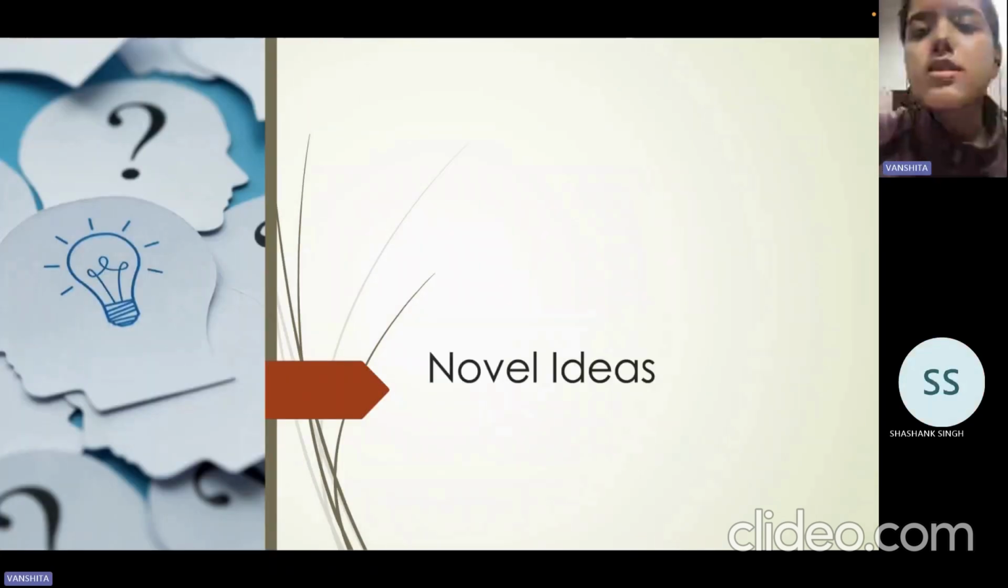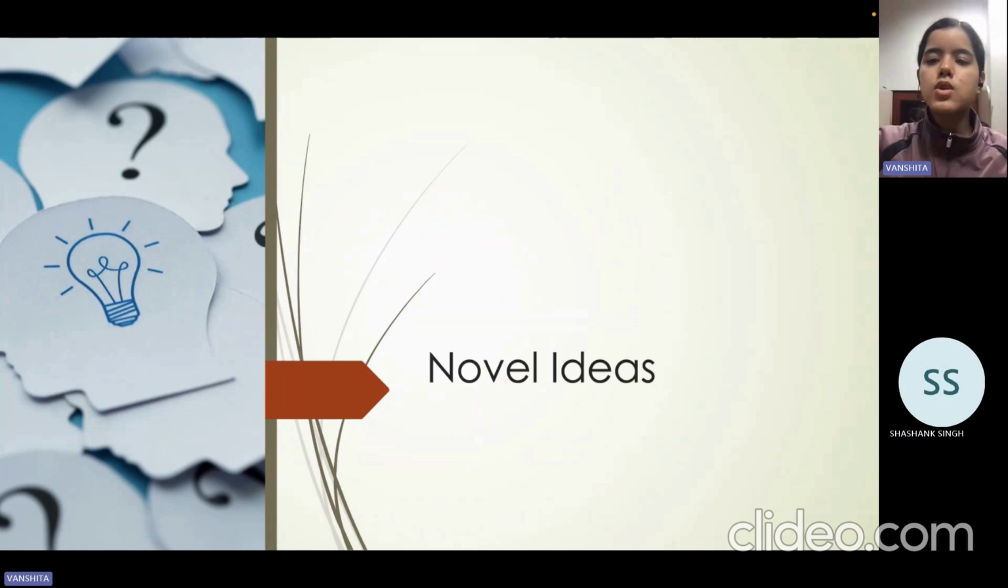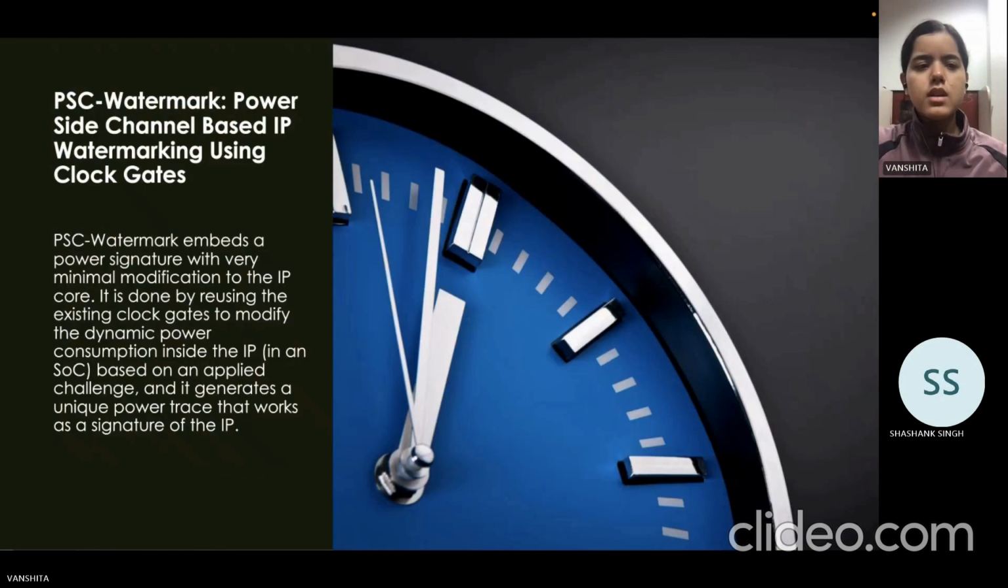We have studied three research papers from the current year to explore novel ideas of watermarking for hardware protection. Some of the novel ideas begin with the PSC watermark, power side channel based IP watermarking. It uses clock gates. It embeds a power signature with very minimal modification to the IP core. It is done by reusing the existing clock gates to modify the dynamic power consumption inside the IP. It generates a unique power trace that works as a signature of the IP.